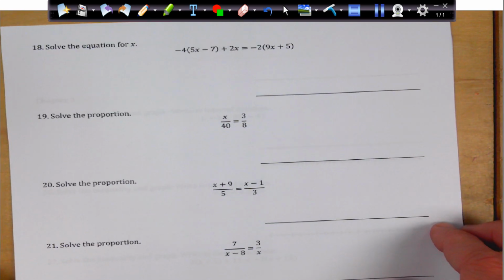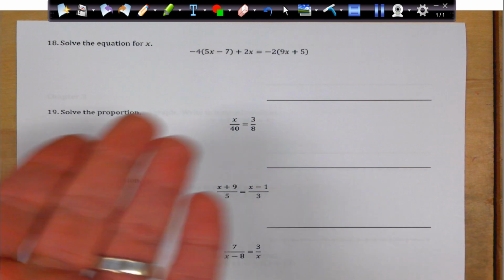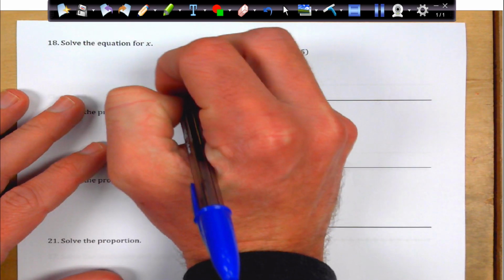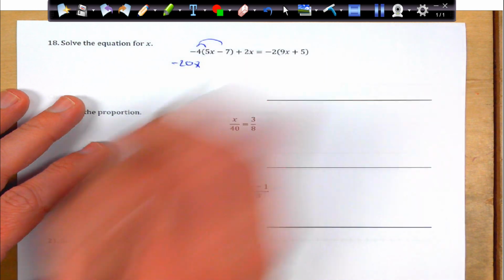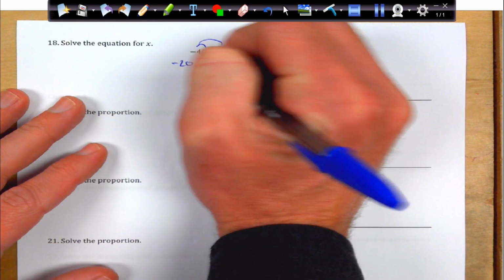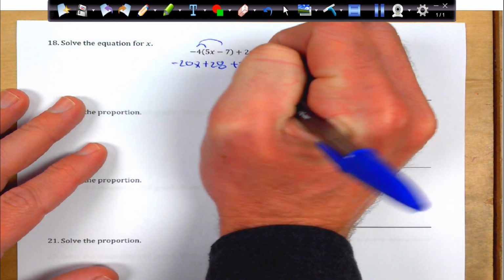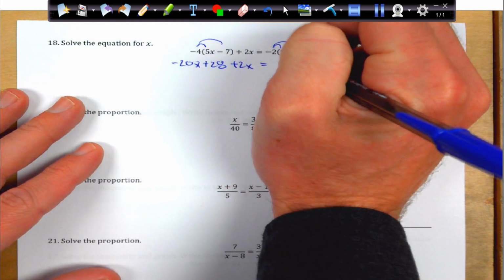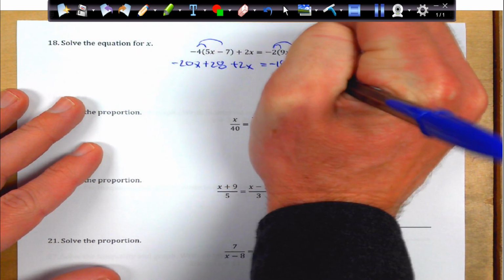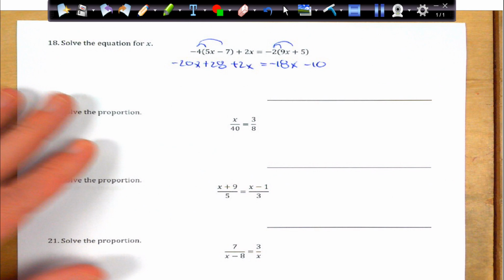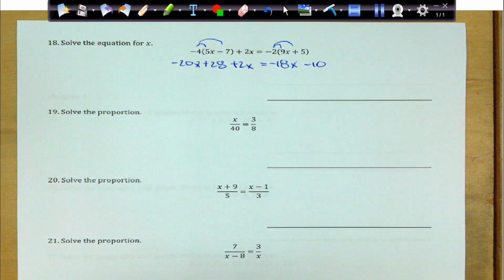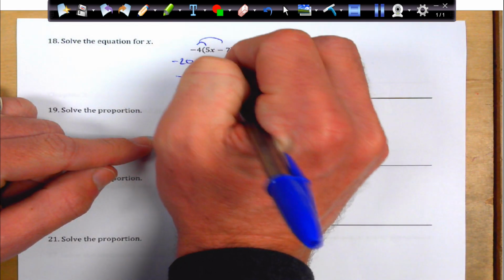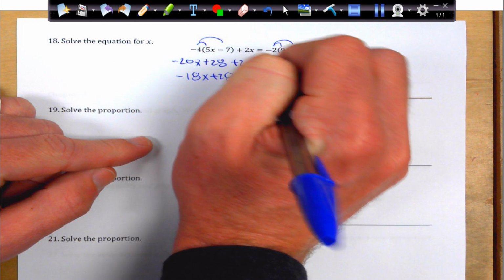All right, distribute. If you didn't know how to do the last one, how are you going to do this one? So negative 20x, negative 4 times a negative 7 is a positive 28, plus 2x equals, and then distribute, negative 2 times 9 is negative 18x, and that is a negative 10. Combine like terms on this side, we get negative 18x plus 28 equals negative 18x minus 10.